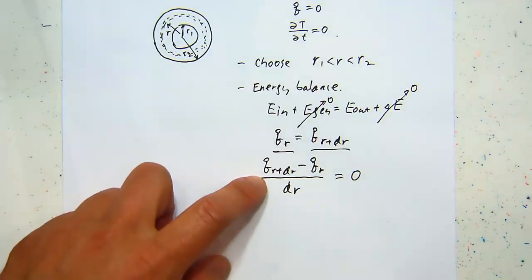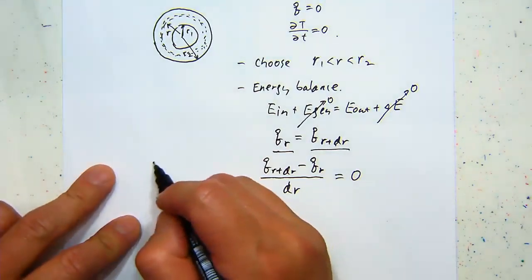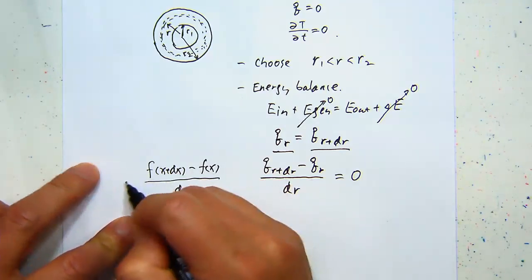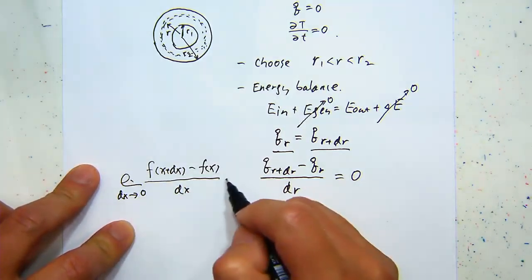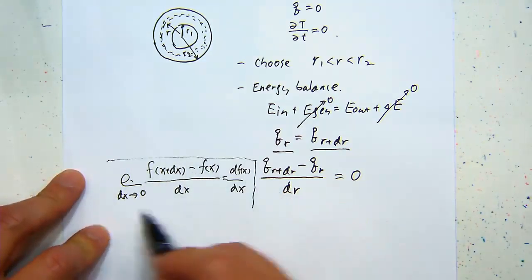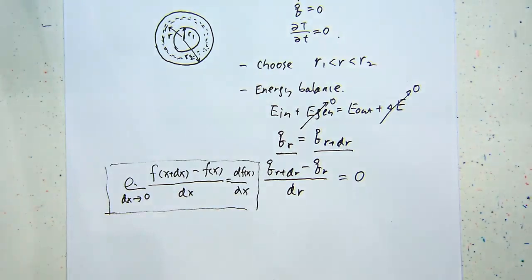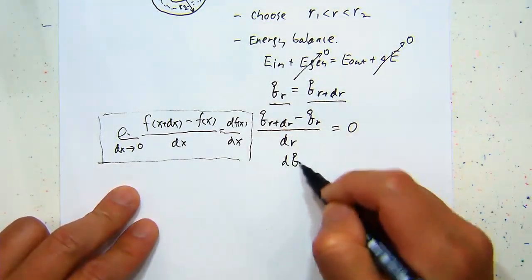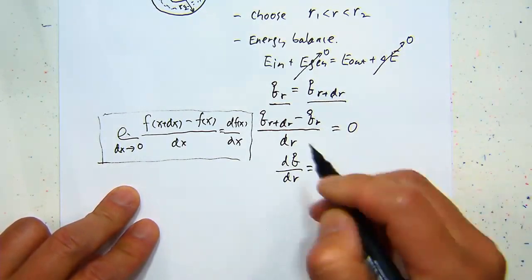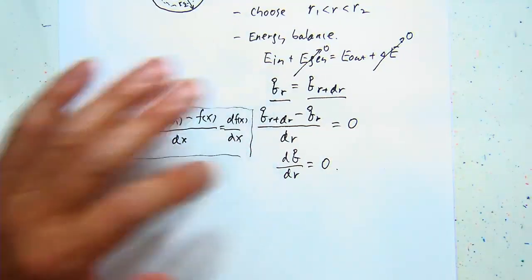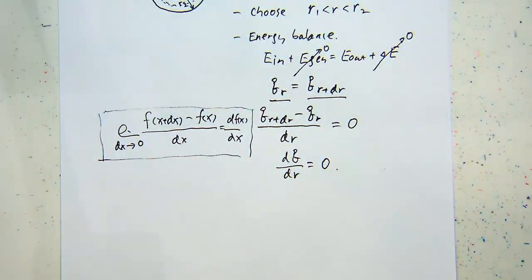and apply the relation we learned yesterday, which is f(x+dx) minus f(x) divided by dx, and when dx approaches 0, you will have df/dx. Right, so that's the definition of the differential. If we apply that here, we would directly get dq/dr equals 0. So basically, that's a simple statement saying that the heat is transferred at a steady rate across the radius. There's no storage happening there.